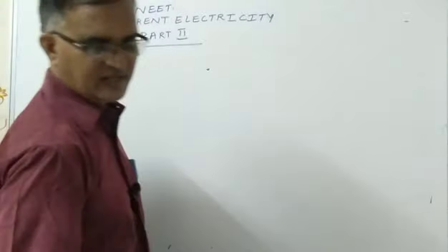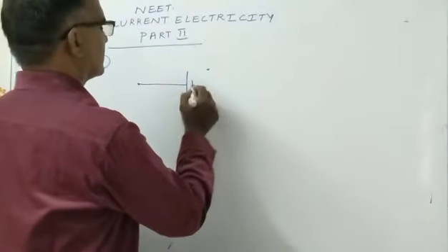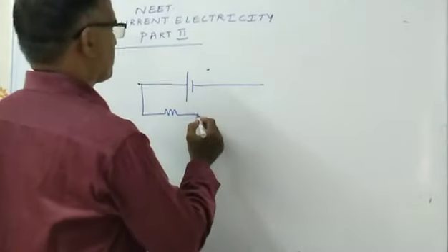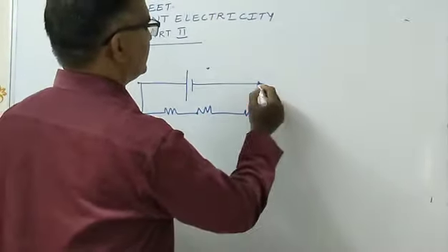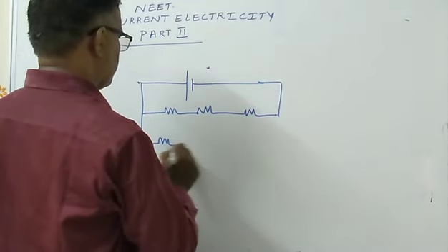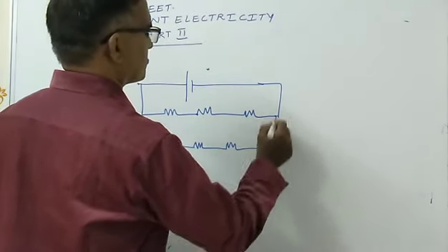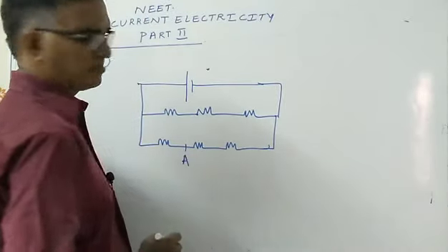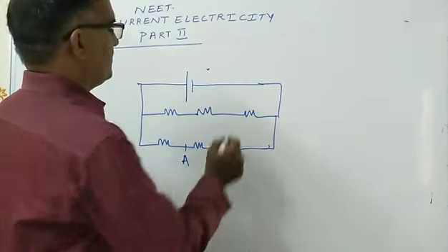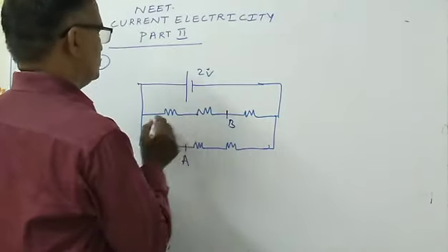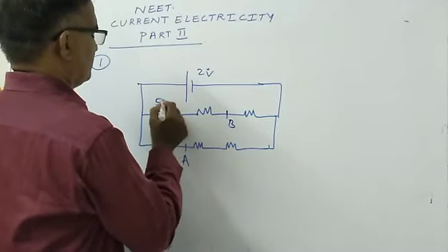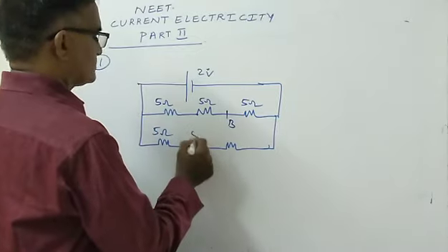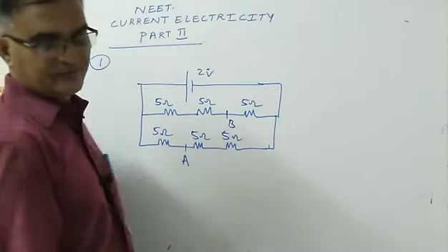Now if you redraw the circuit, you have to redraw it like this. Now here A, here B, 2 volts, here 5 ohms, 5 ohms, here also 5 ohms, here also 5 ohms, here also 5 ohms.